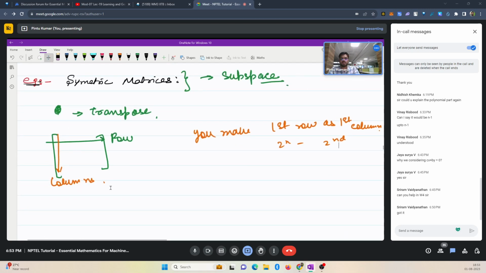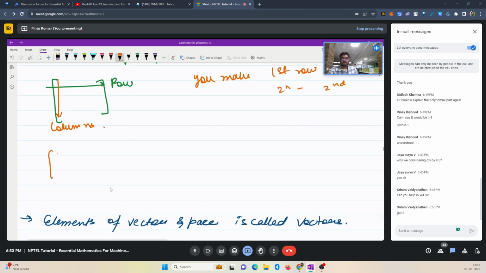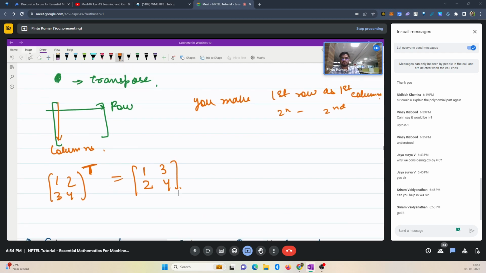For example, if you have 1, 2, 3, 4, we make the first row the first column. If you write a T on its top, it is called the transpose. You will get 1, 3, 2, 4. This is what is known as the transpose of a matrix. Okay, so what is a symmetric matrix?